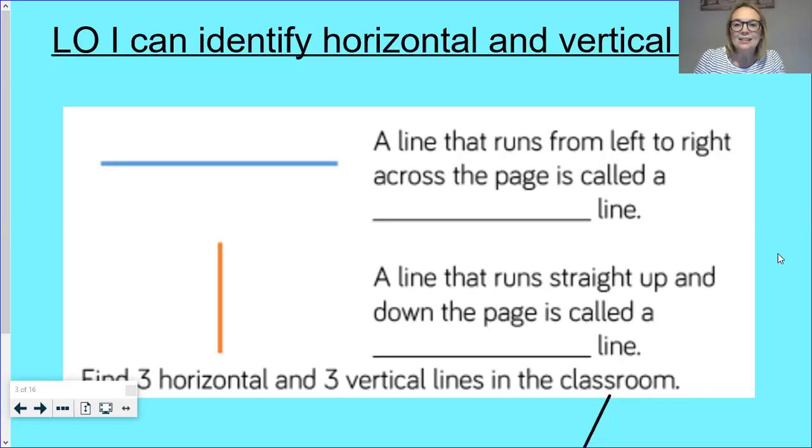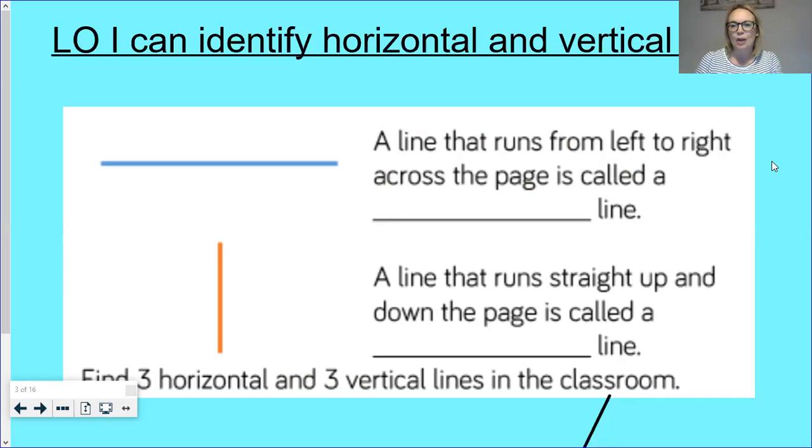Let's see if we can fill in the missing words in these definitions. The top one, the blue line, says a line that runs from left to right across the page is called a... hopefully you're all telling your computer screens what it's called. It is called a horizontal line. Then the orange line at the bottom: a line that runs straight up and down the page, or wherever it may be, is called a... hopefully you're all shouting at me... a vertical line.